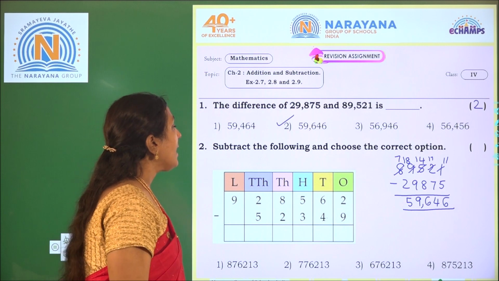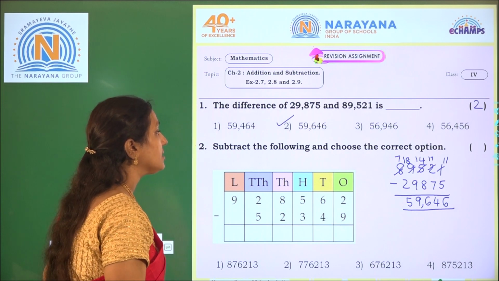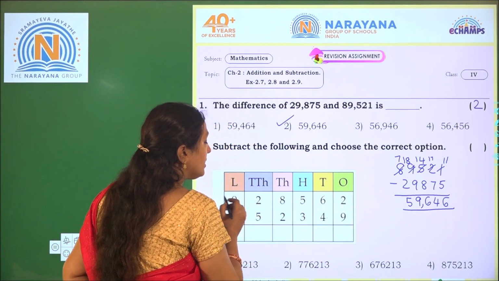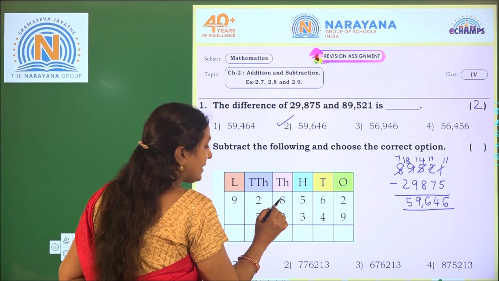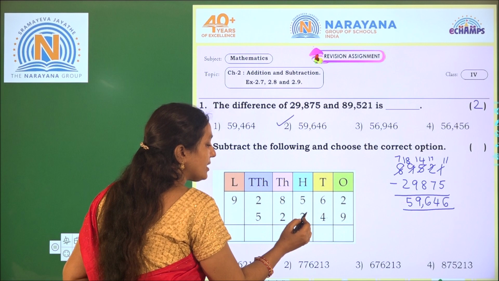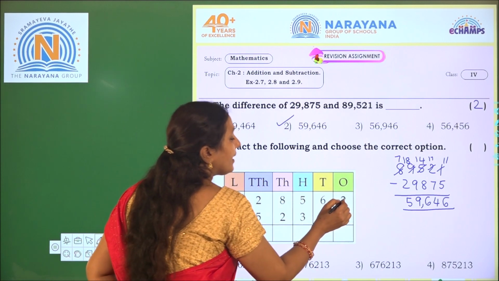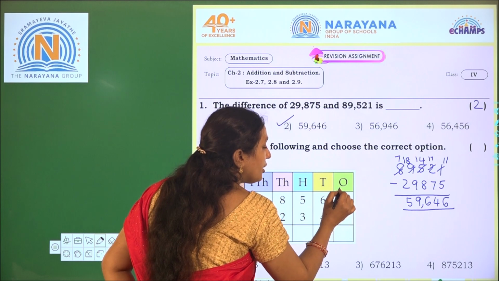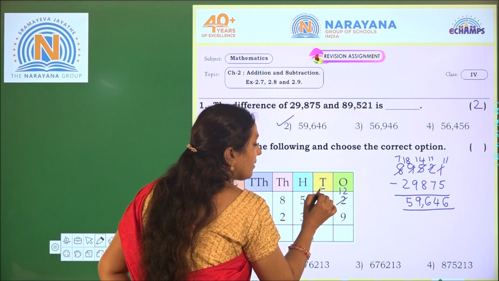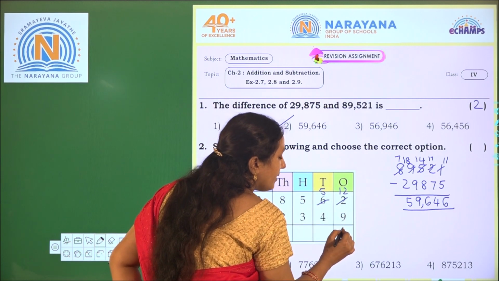Next one. Subtract the following and choose the correct option. So, can we subtract here? What are the given numbers? Here 9,28,562 minus 52,349. Can we subtract 2 minus 9? No, we cannot. So, again we have to regroup it here. So, 2 will become 12. This 6 will become 5. We are taking 10. 10 plus 2 is 12. 12 minus 9 is 3.